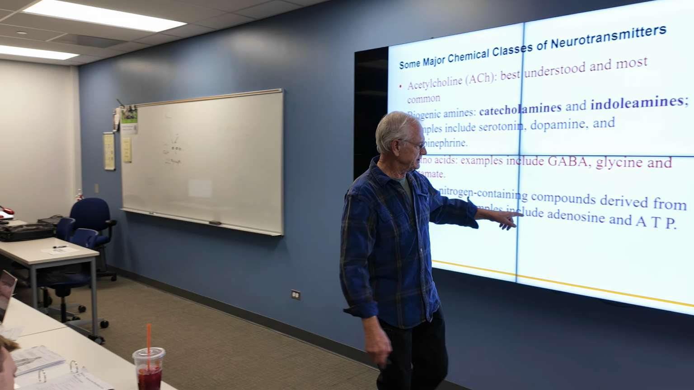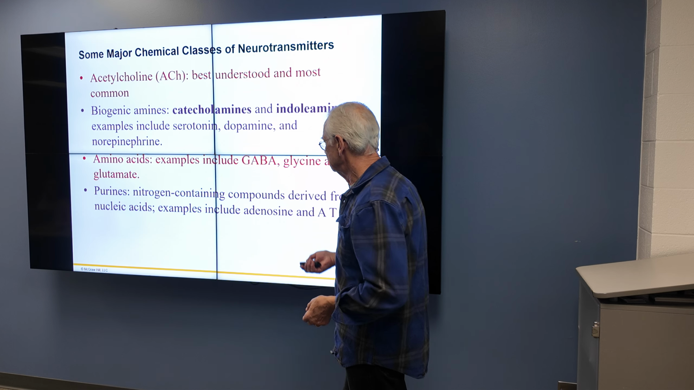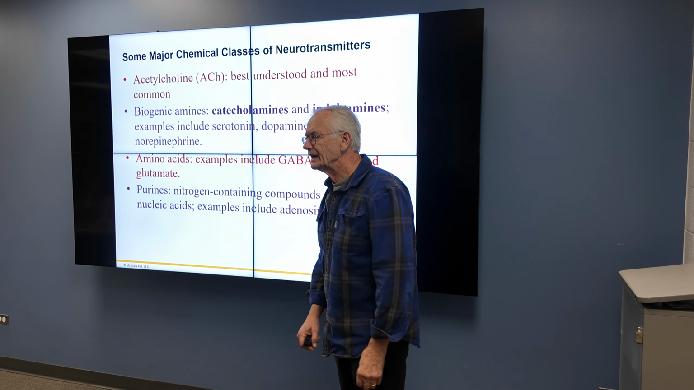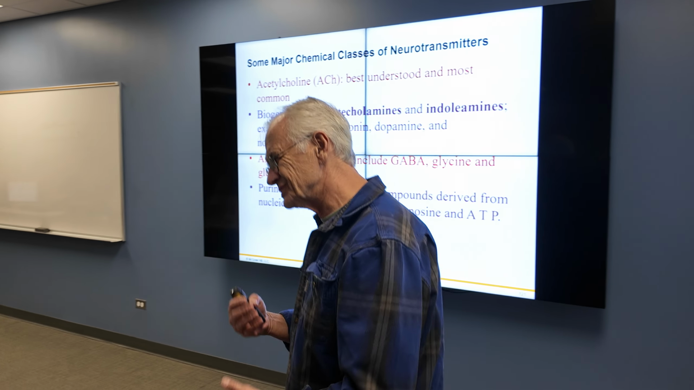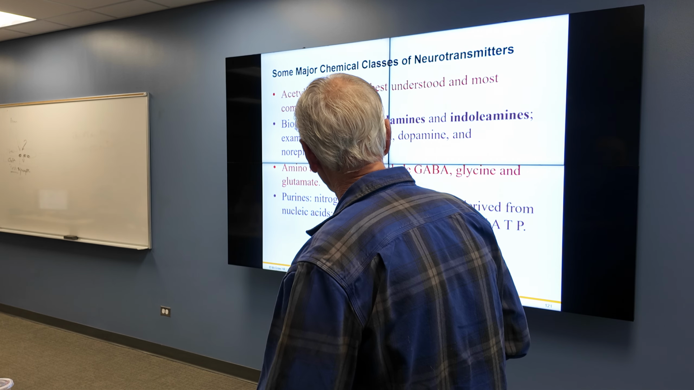Examples include adenosine. Have we talked about ATP at all? Okay, purines here. All right, so ATP can even be acting as a neurotransmitter, oddly enough. So some of these have multiple behaviors or applications.